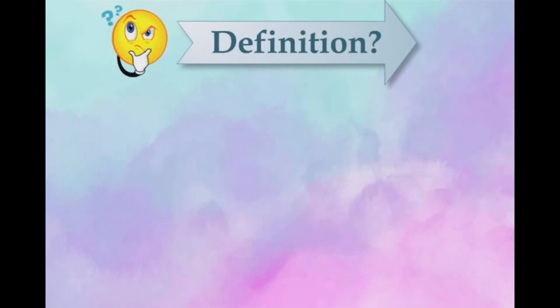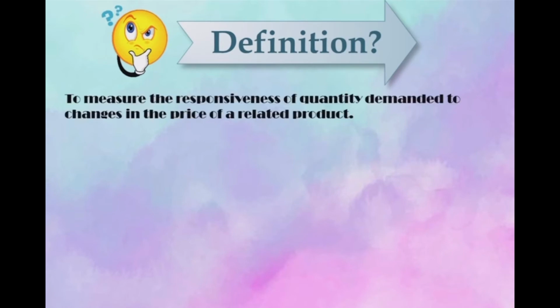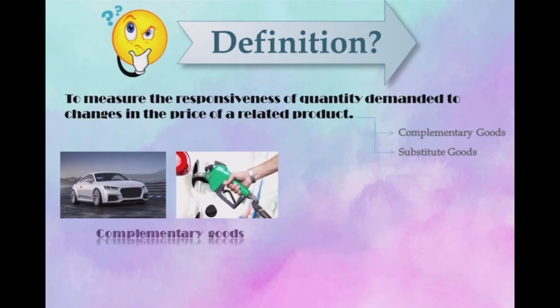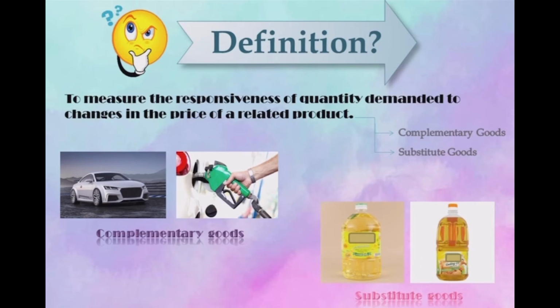What is the definition of cross elasticity of demand? The definition is to measure the responsiveness of quantity demanded to a change in the price of a related product. The related products are complementary goods and substitute goods. For example, complementary goods are a car and petrol. The second is cooking oil, the same product but a different brand.